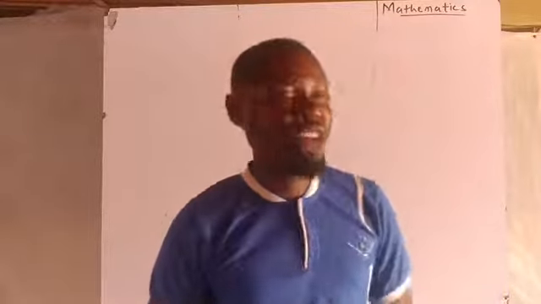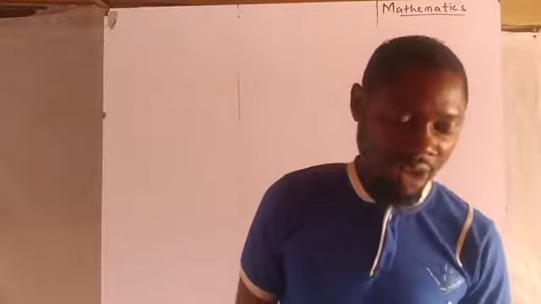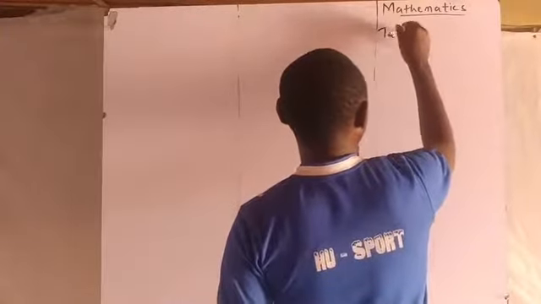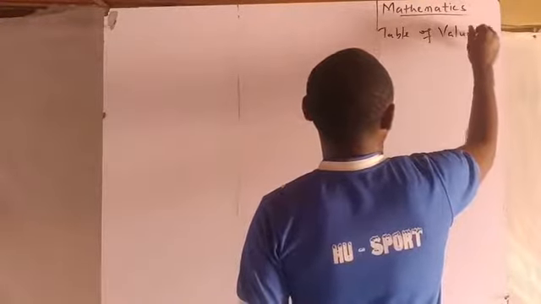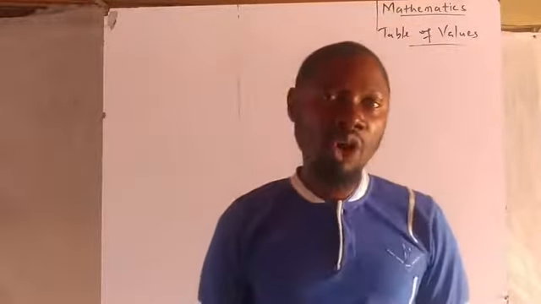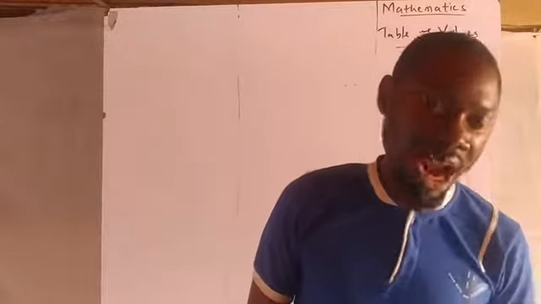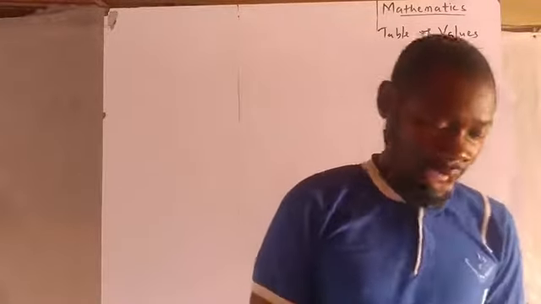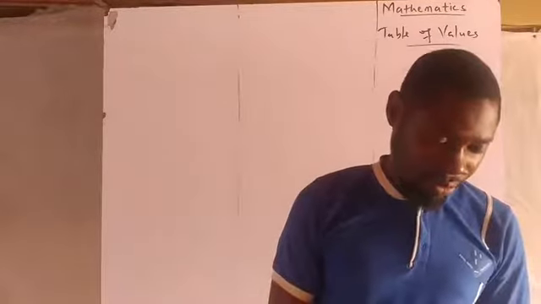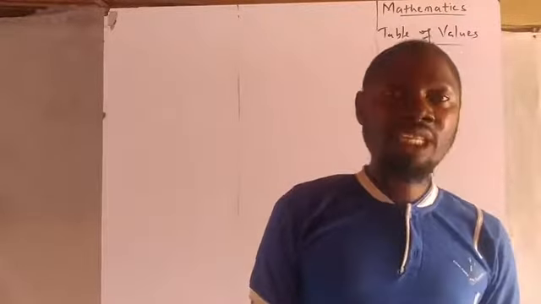Great leaders, let us consider our quadratic problems. We'll be looking at table of values today. In the previous classes, we treated finding the unknown side or finding the dependent variable using the substitution method. Today, let us deal with the table of values.